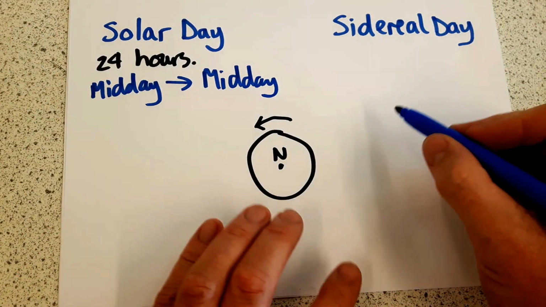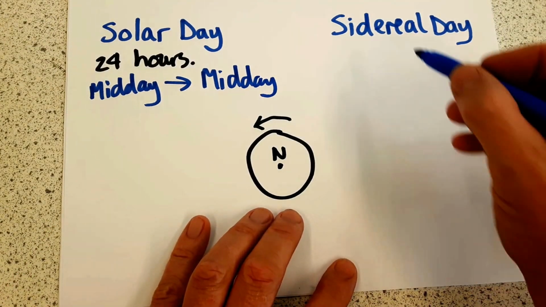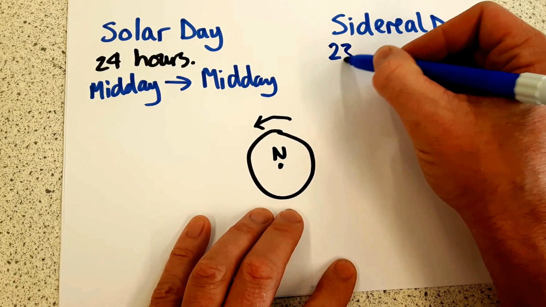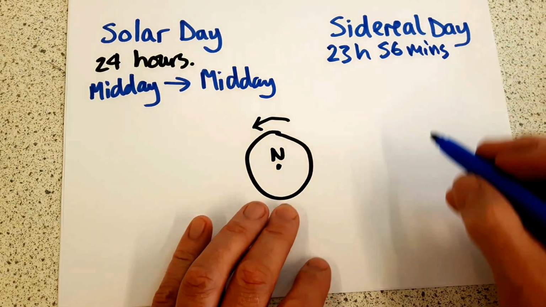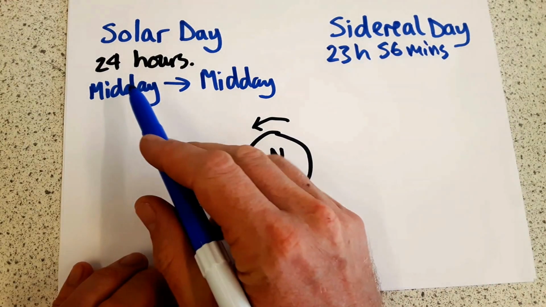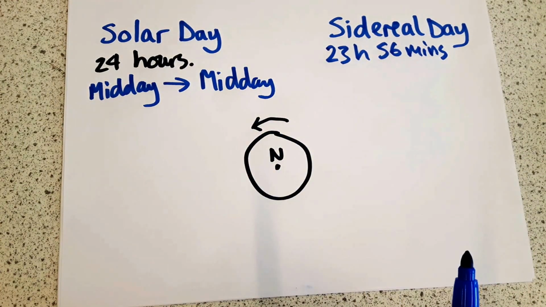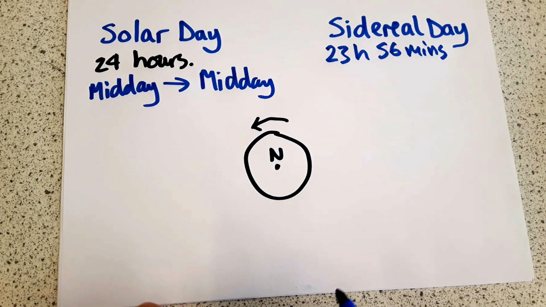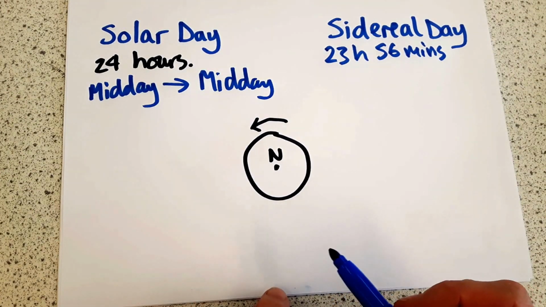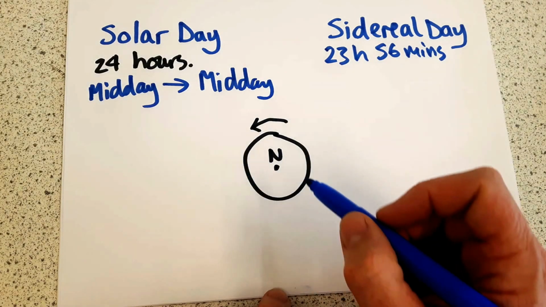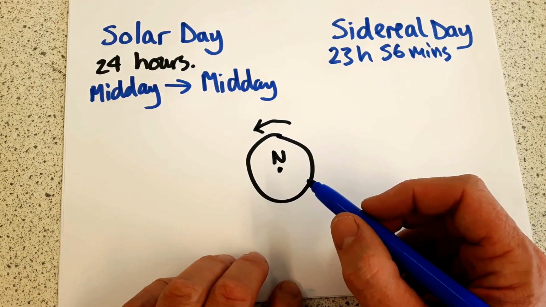day. Now, sidereal day is slightly shorter. Sidereal day is 23 hours and 56 minutes. Now, a sidereal day is not based on the sun, but based on distant stars. So that from one day to the next is not when the sun is overhead, but when a distant star is in the same place.